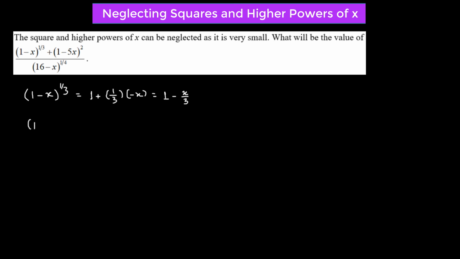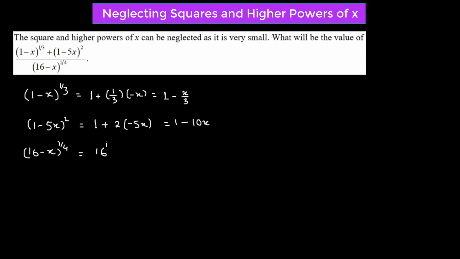Then we have 1 minus 5x whole squared. So we apply the binomial approximation, and that would give us 1 plus 2 times negative 5x. So that would be equal to 1 minus 10x. Then we have 16 minus x raised to the power of 1/4 in the denominator. In order to be able to apply the binomial approximation, we have to factor out 16 so that the term in place of 16 will become 1.